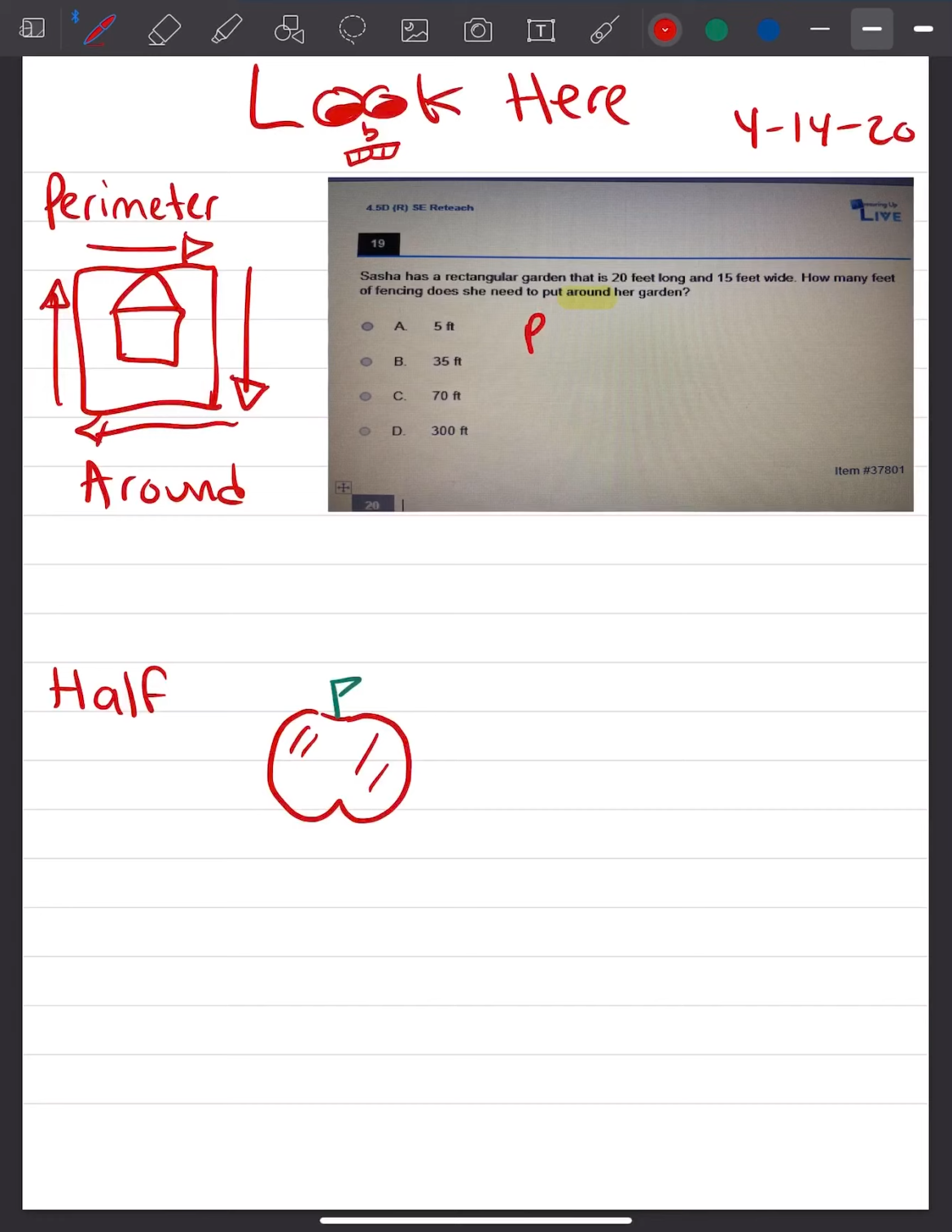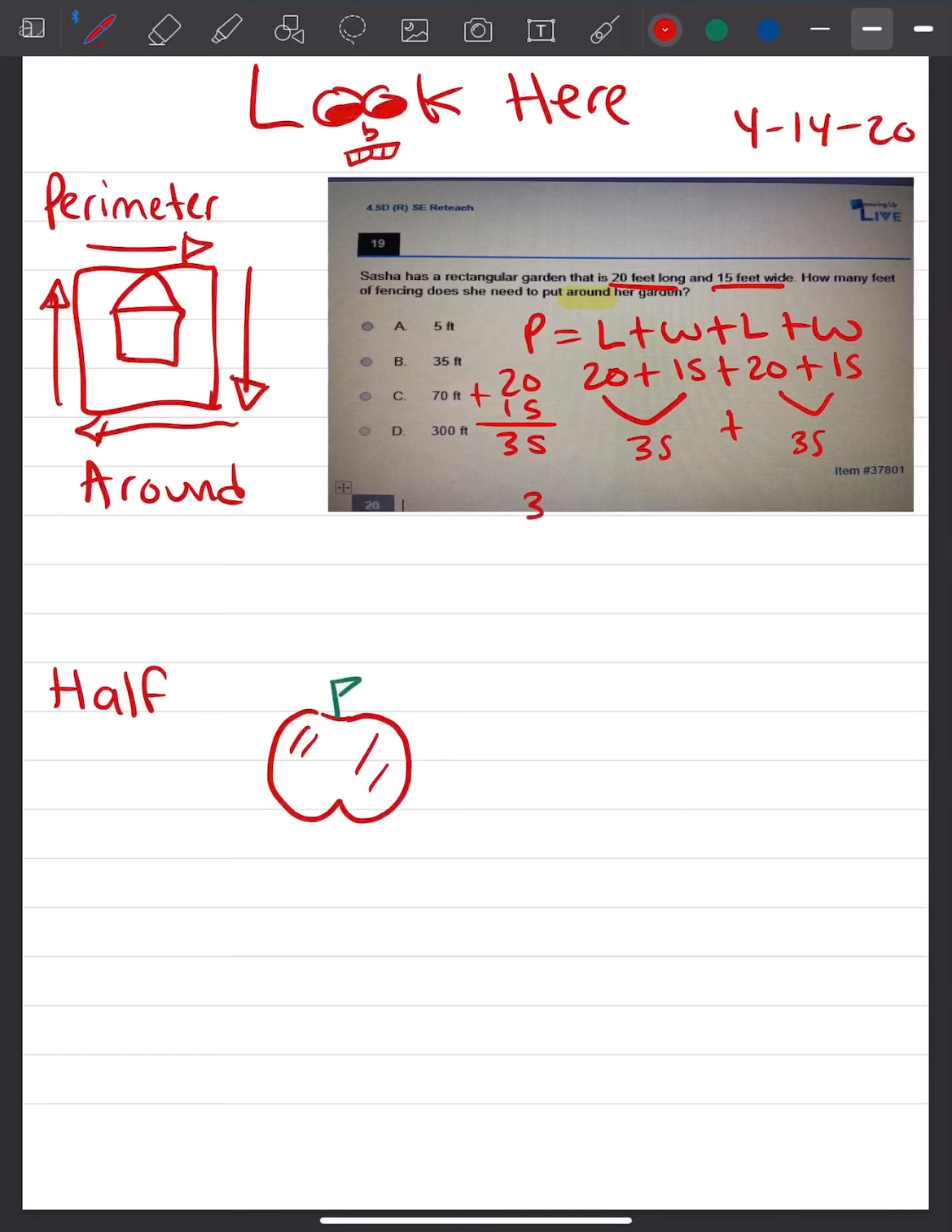So we're going to quickly put in our formula chart, length plus width plus length plus width. Okay, this formula chart is going to help us find our answer. My length is 20. My width is 15. All I got to do now is repeat. 20 plus 15, let's see, what does it give us? It gives us 35. That means that both sides are 35. And then I have to add both of my 35s.